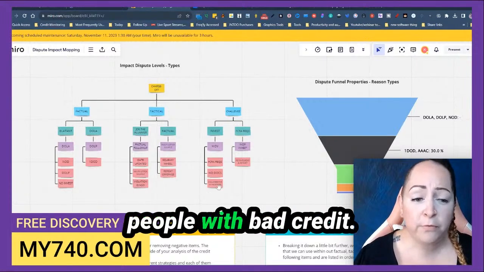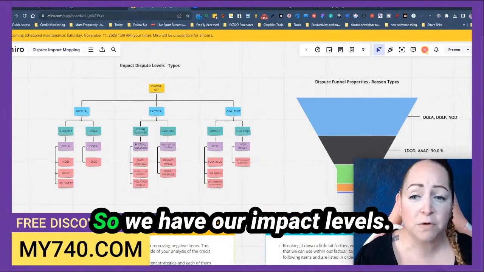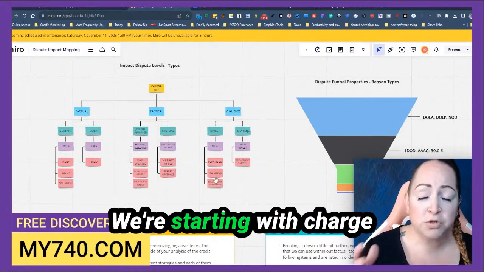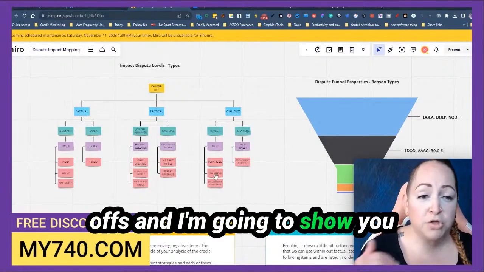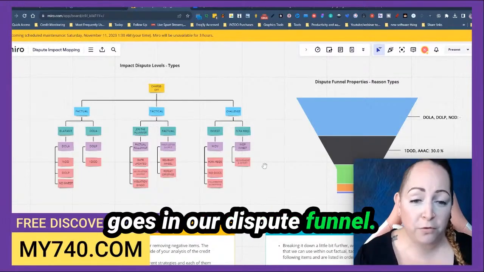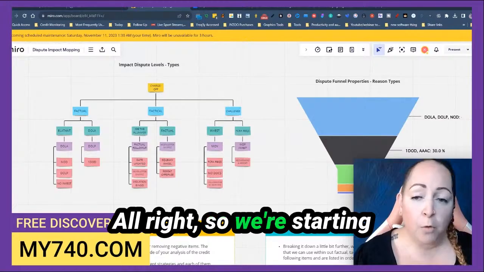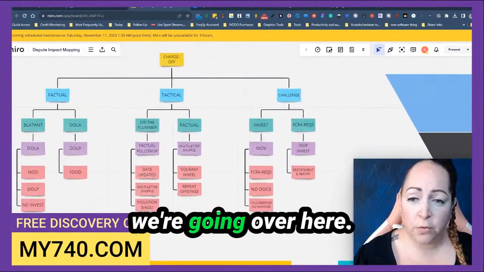There's 68 million people with bad credit. My job is to decrease that number and be part of the solution. So we have our impact levels. We're starting with charge-offs, and I'm going to show you where each type goes in our dispute funnel. So let's go over and look at this. All right. So we're starting with charge-offs, and we're going over here.